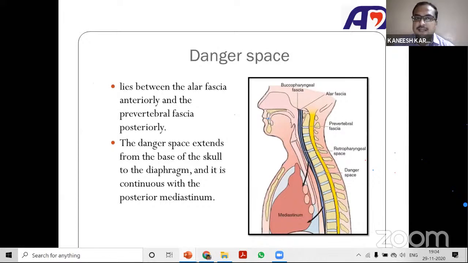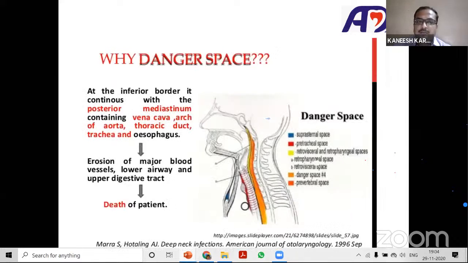Danger space lies between the alar and the prevertebral fascia. Danger space extends from the base of the skull to the diaphragm. It is continuous with the posterior mediastinum. Why is it called danger space? At the inferior border, it continues with the posterior mediastinum containing the vena cava, arch of aorta, thoracic duct, trachea, and esophagus. Erosion of major blood vessels, lower airway, and upper digestive tract leads to the death of patient. If there is an infection in the danger space, there might be erosion of the major blood vessels and loss of airway.